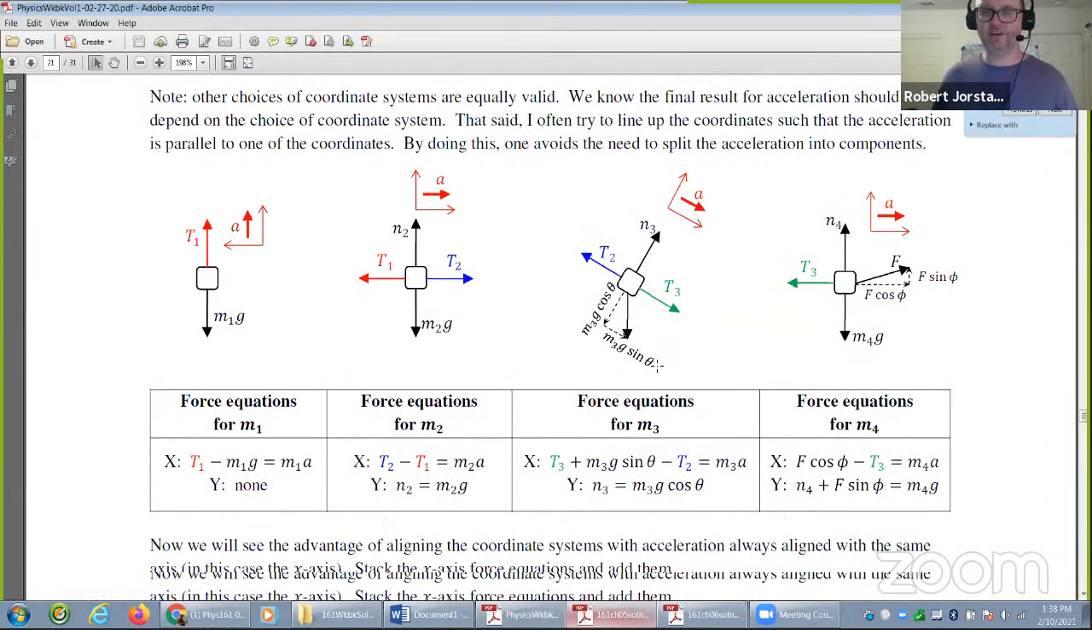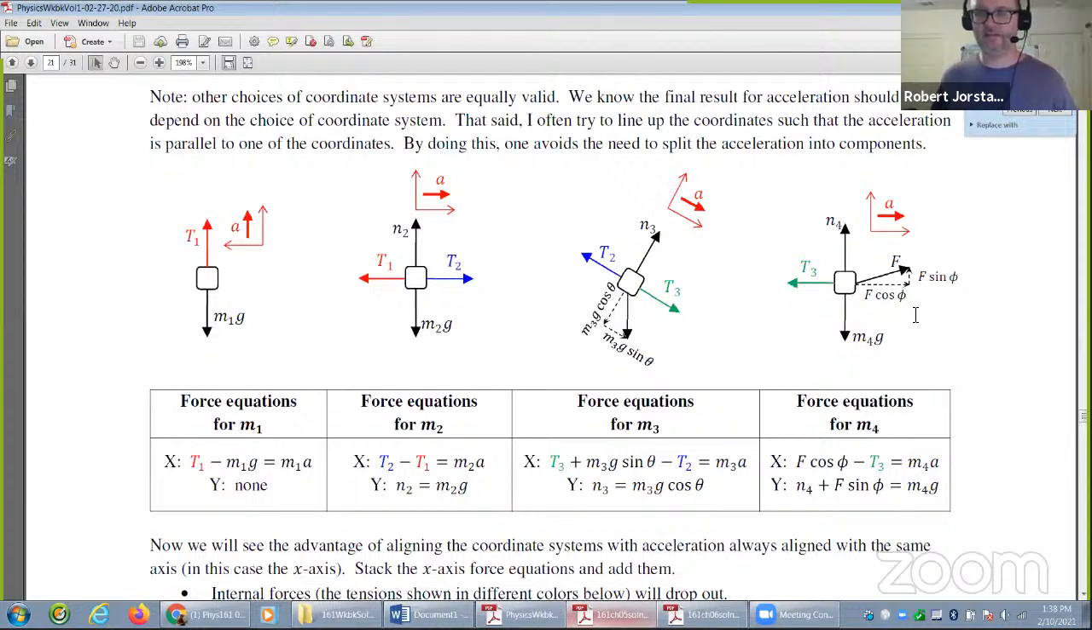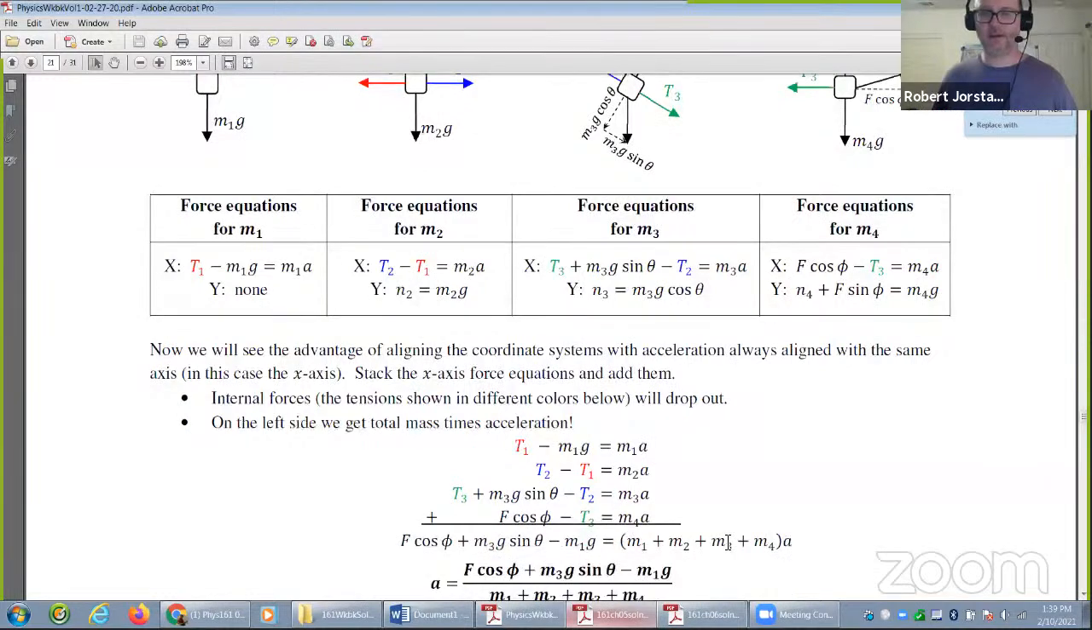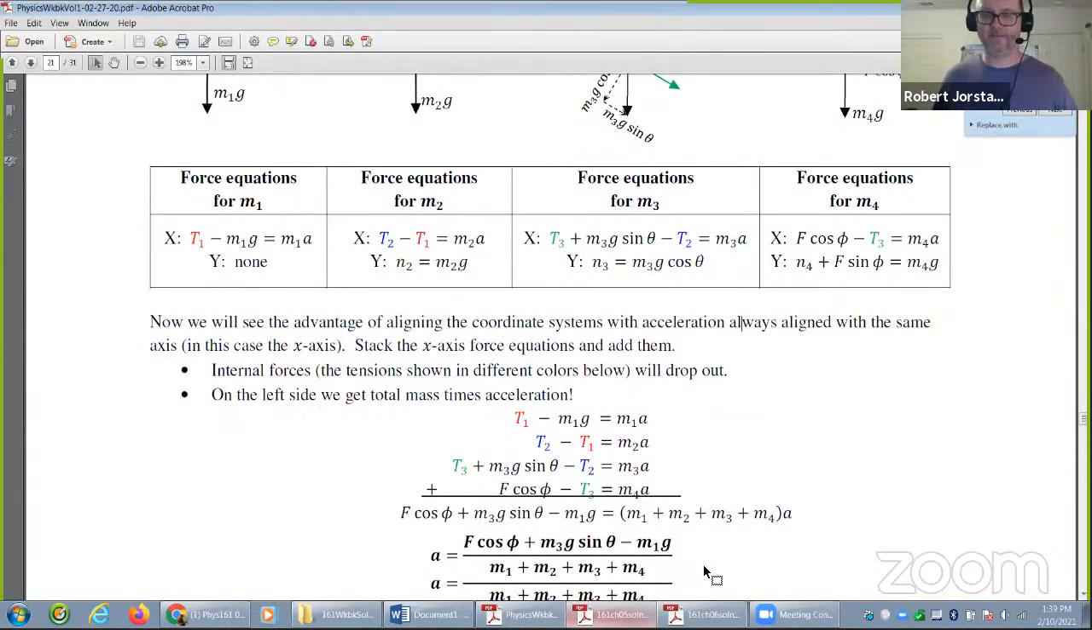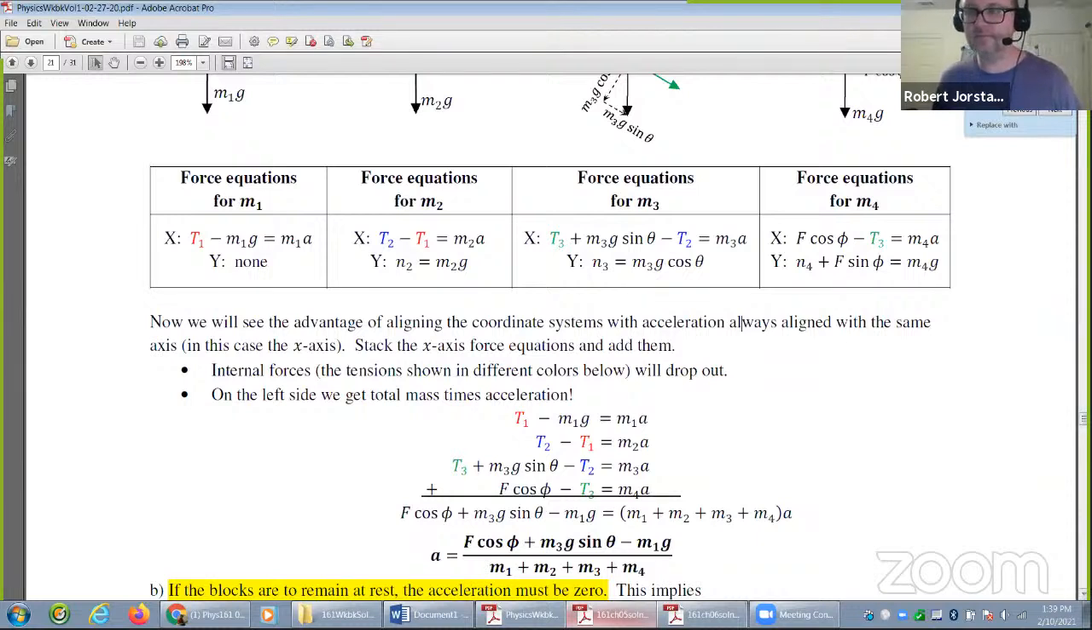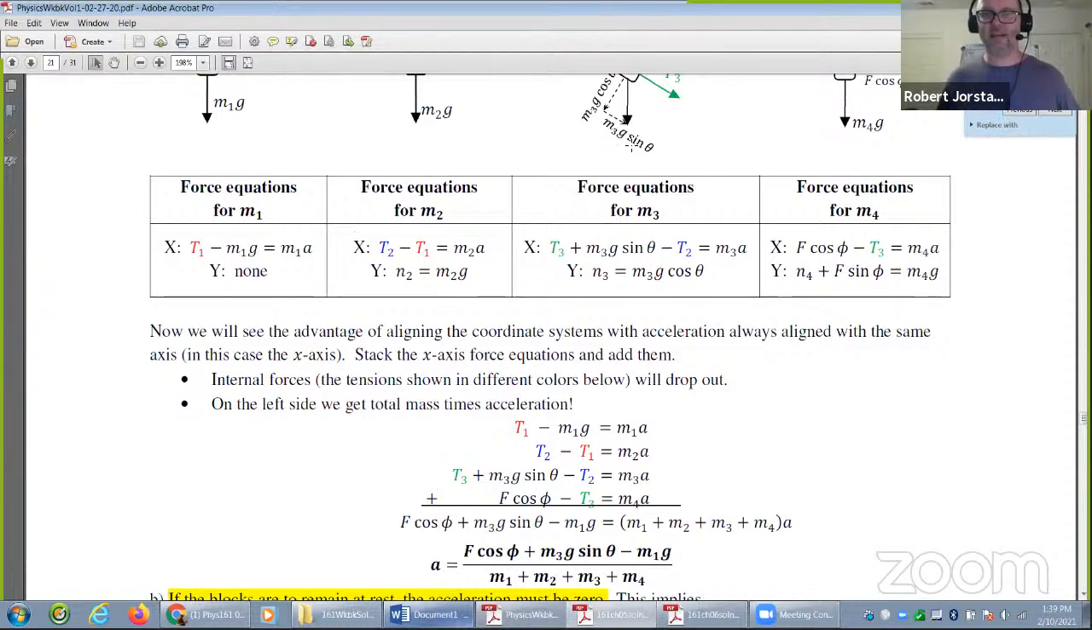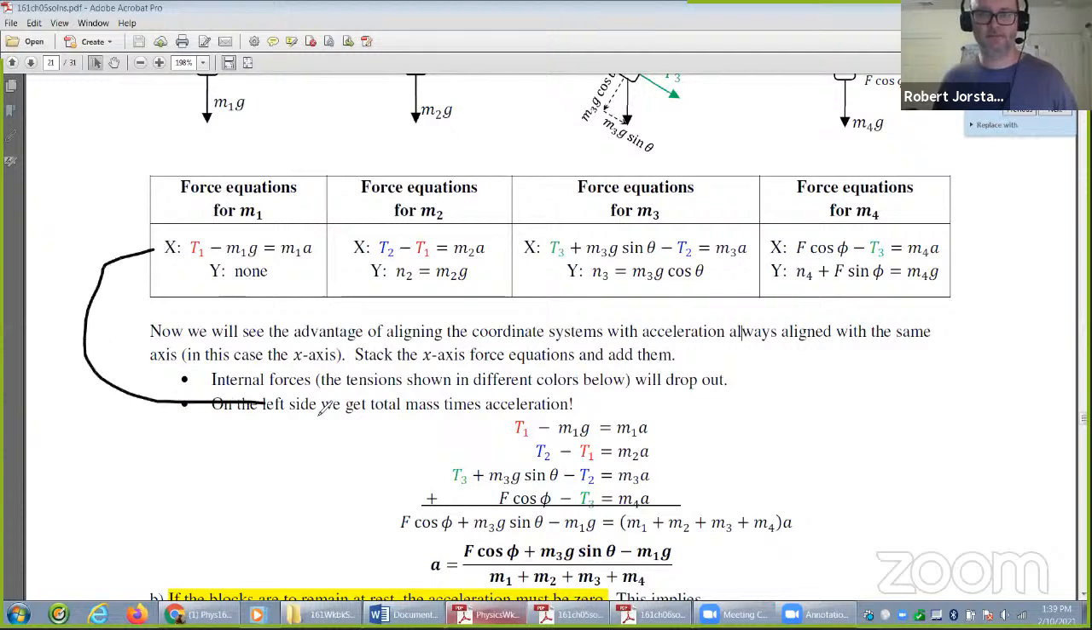And then there's some components. Notice you've got to be careful. Here's a theta. There's a phi. Be clear. And so when you write all this stuff, we get an X equation. And if you stack them and add them, look how sweet this is. Let me just do this just a little bit. There. If we stack them and add them, that's where this is, right?